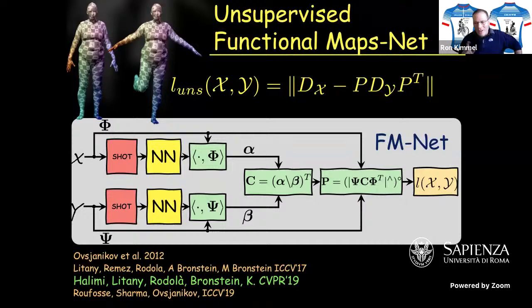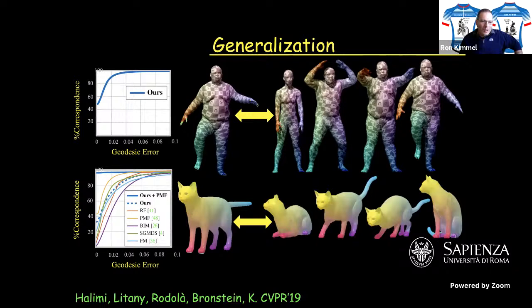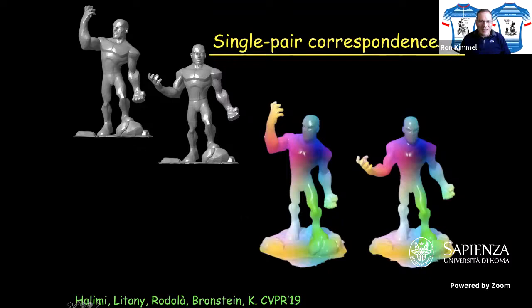And again, she showed that you can do almost as good as all the rest of them, in fact, a little bit better. And you can also handle partialities. Another interesting thing is that you can actually train your network for two given instances. So you don't need to have a lot of instances and then train your network. You can just train them given two shapes. The only thing you need to know is they are almost isometric, and you can train your network to blend your shots, your features, in a way that would give you the best correspondence between shapes.